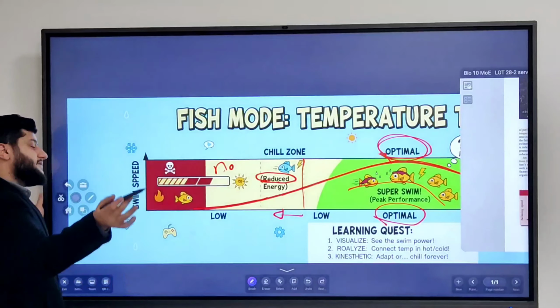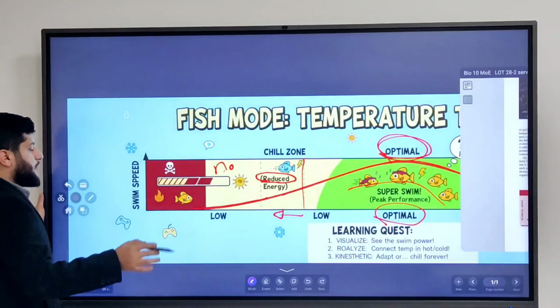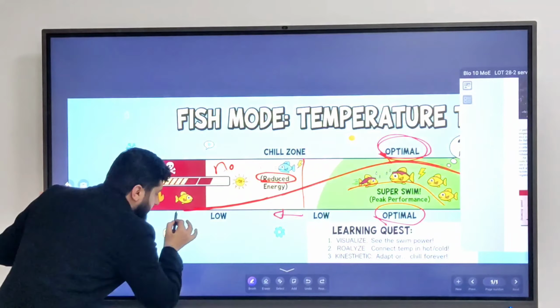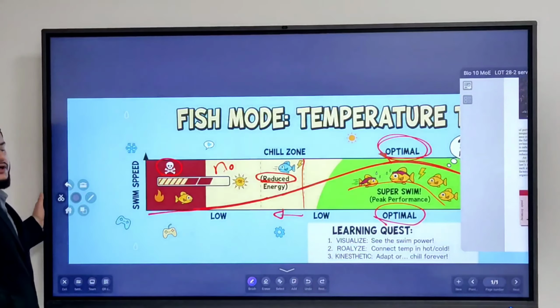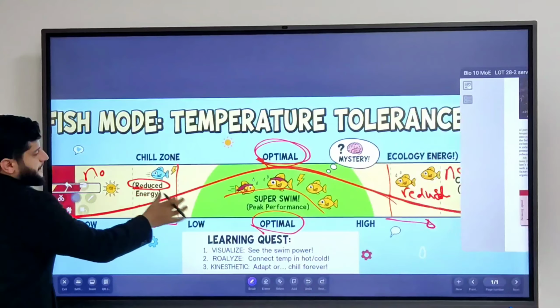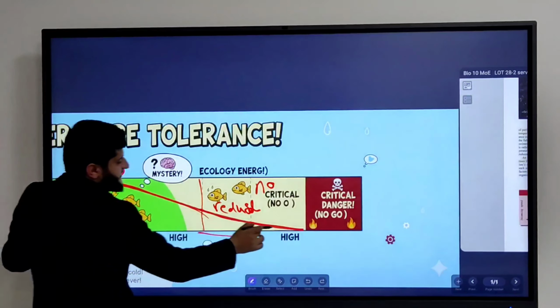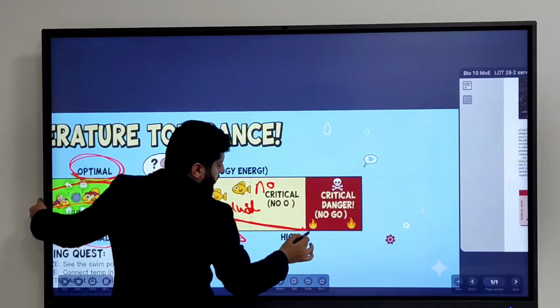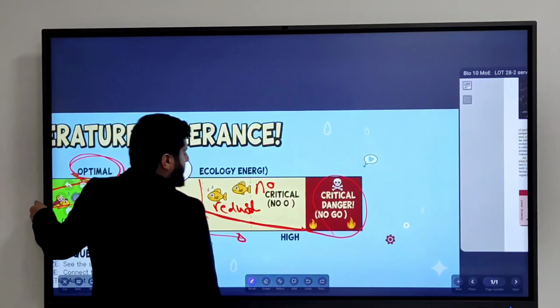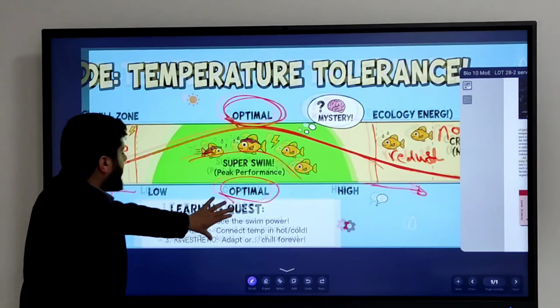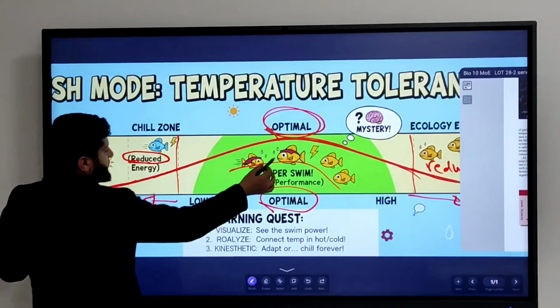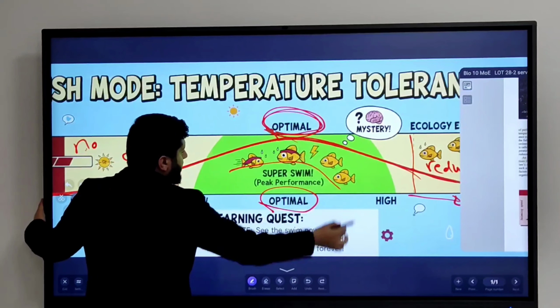But imagine if the temperature goes more low and low. What will happen? The fish is going to be dead, okay? Here the same, if the temperature goes higher and higher, the fish is going to be dead. So, we have zones, okay? This zone is called the optimal zone.